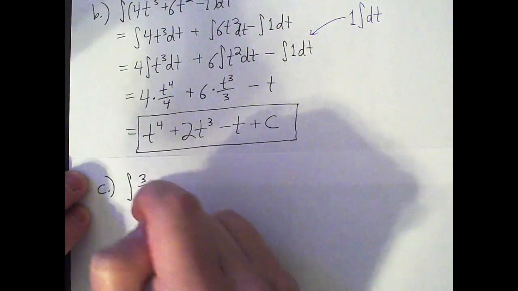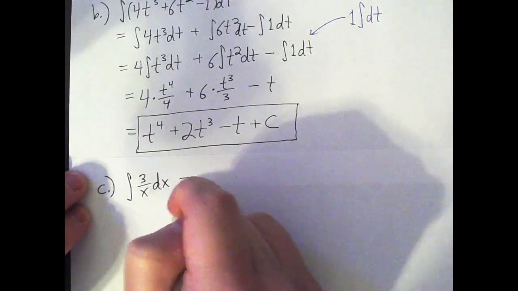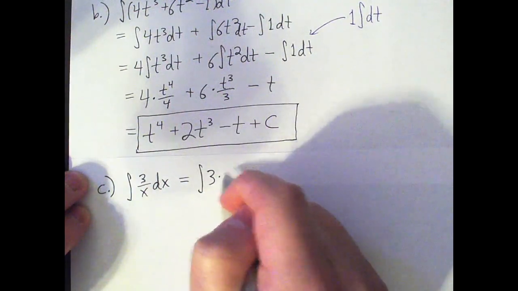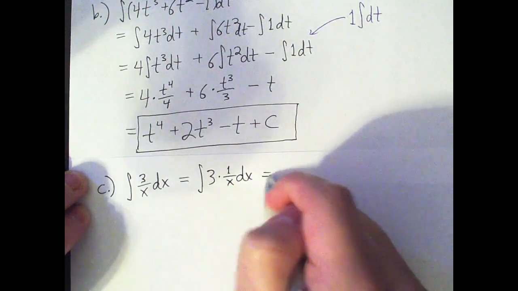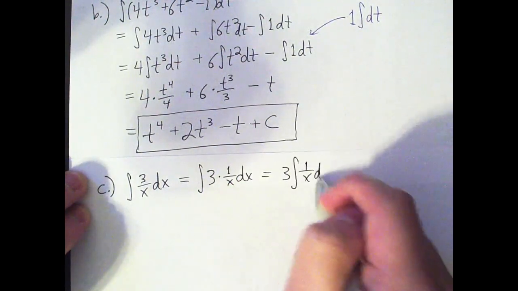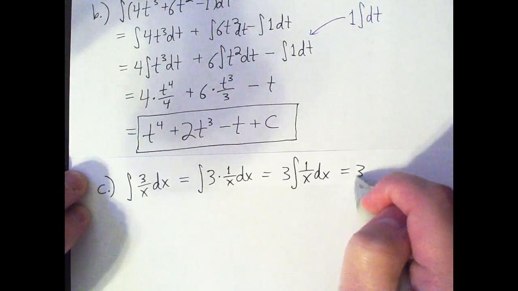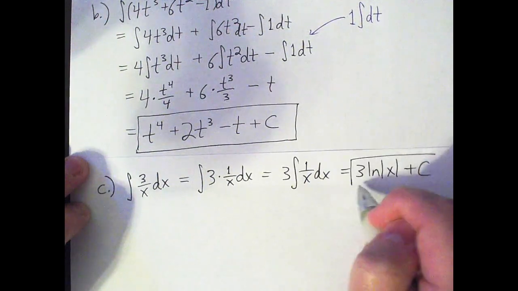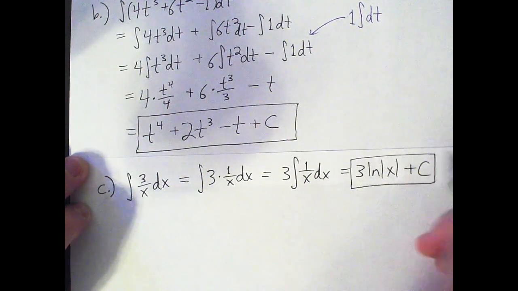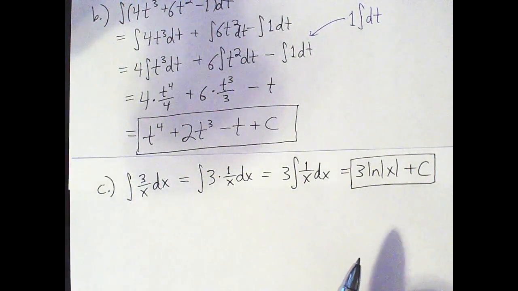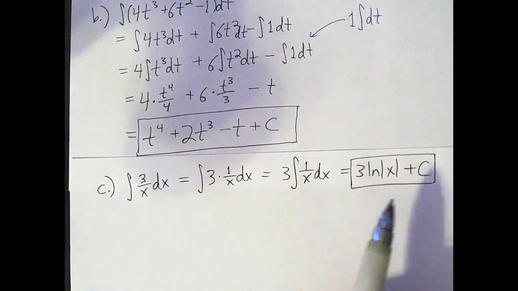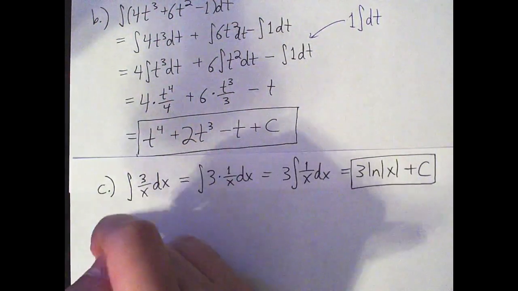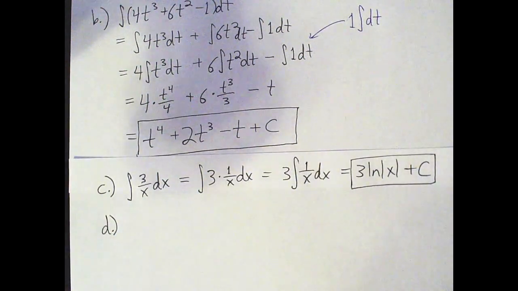For this one, 3 over x dx, well, here's what I'm thinking. I mean, that's the same as 3 times 1 over x, right? So we could actually pull the 3 out. So 3 ln absolute value of x plus c. Remember that the plus c should be there, and also remember the absolute value needs to be there for full credit. In order for this to be the best answer that it can be, it needs the absolute value.